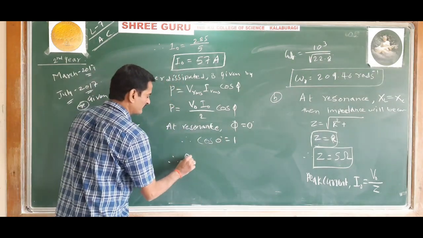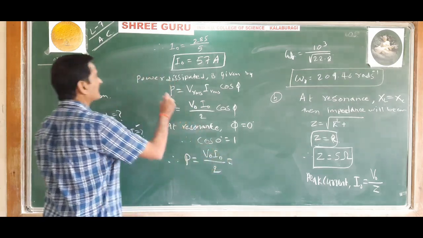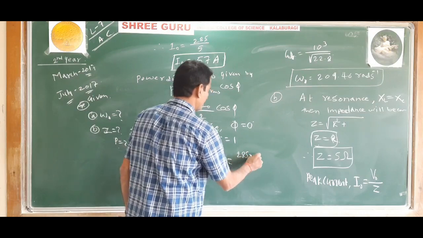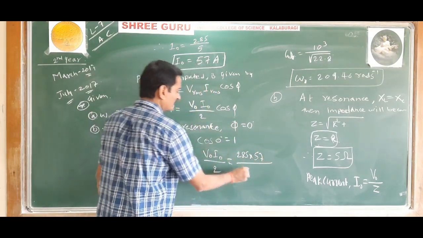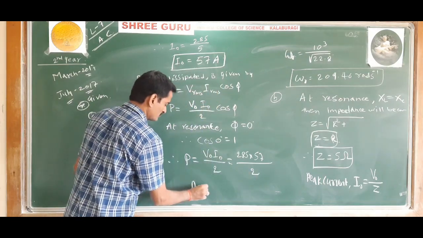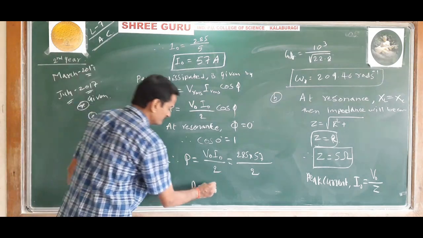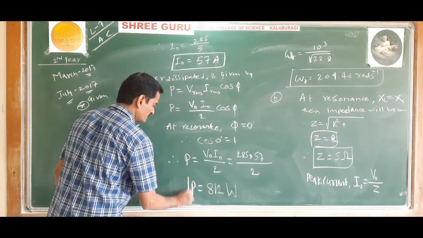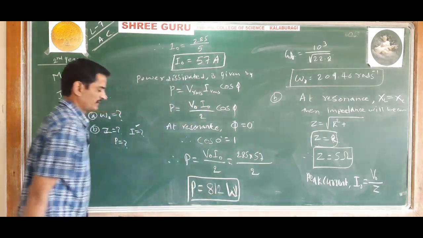So therefore power dissipated is V naught I naught divided by 2, and V naught is already given, 285, and I naught we have just calculated, 57, and divided by 2. So write this answer. The answer will come out to be P is equal to 812 watt. This is the power dissipated in the circuit.